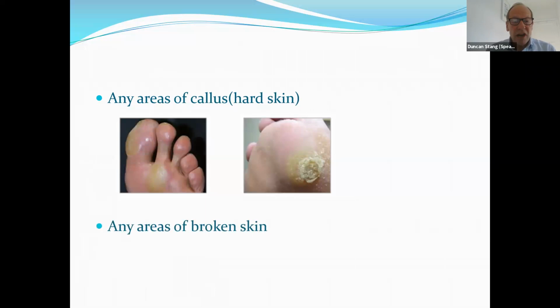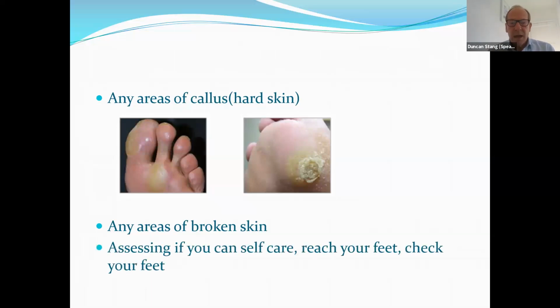So we also check for any areas of broken skin, and that's something that you'll also be doing, and I'll come on to that later. But during the screening process, the person carrying out the screening will check for any areas of broken skin, because that is very important, because any area of skin that is broken is a portal for infection, and that could lead to further problems.